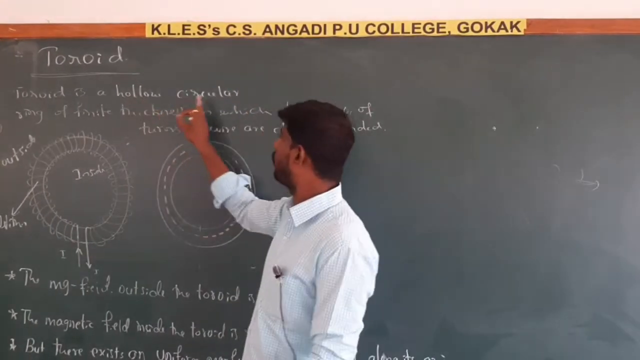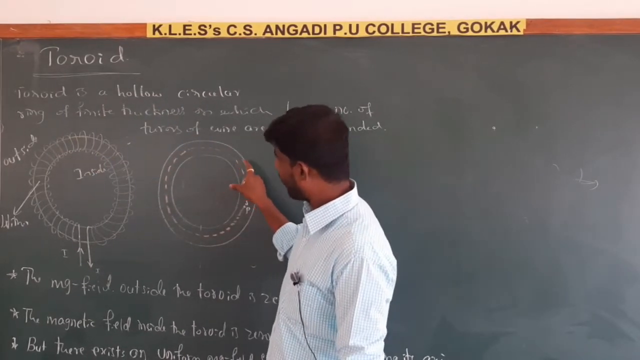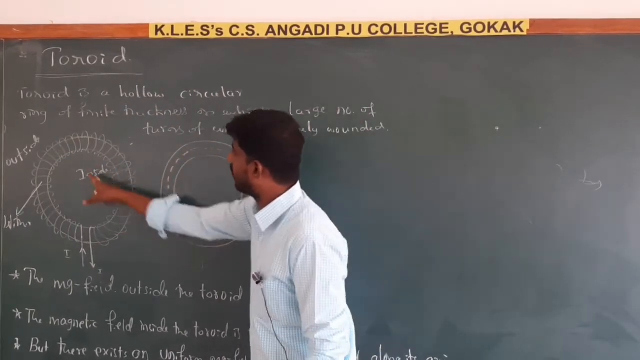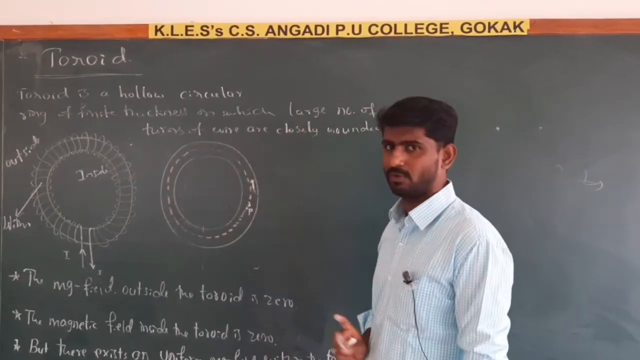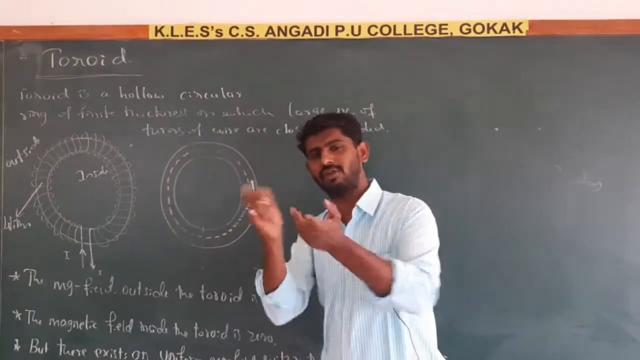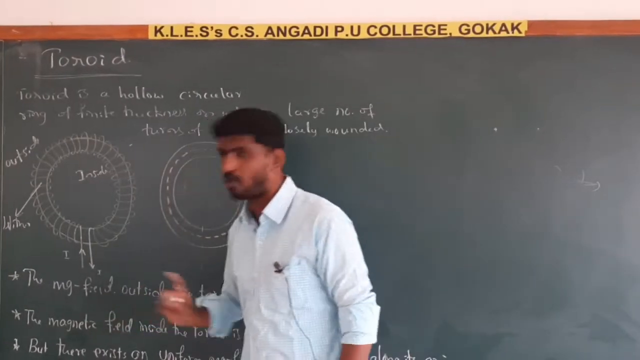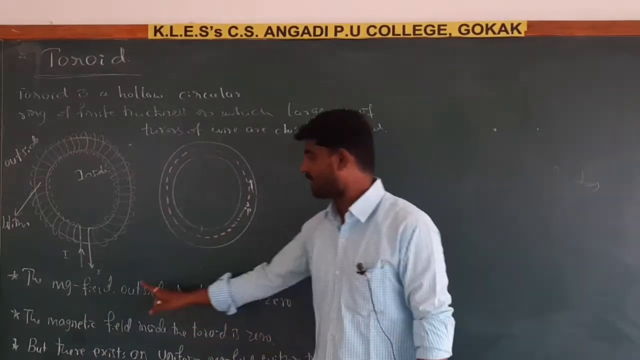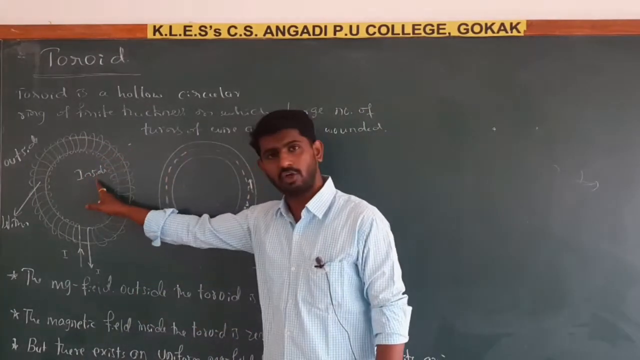Toroid is a hollow circular ring like this of finite thickness, on which a number of turns of wire are closely wound, or you can say a bent form of solenoid is a toroid. Okay, next you must mention these 3 points. What are those 3 points? The magnetic field outside the toroid is 0. The magnetic field inside the toroid is 0.